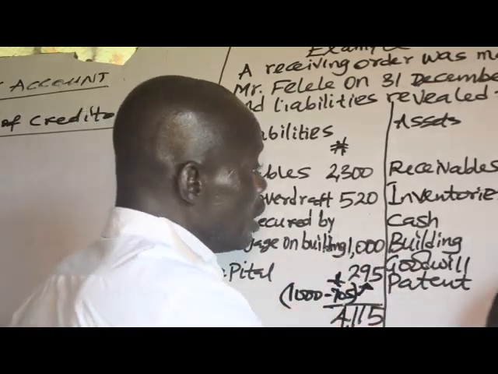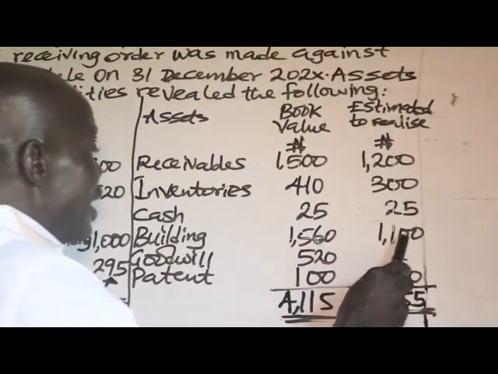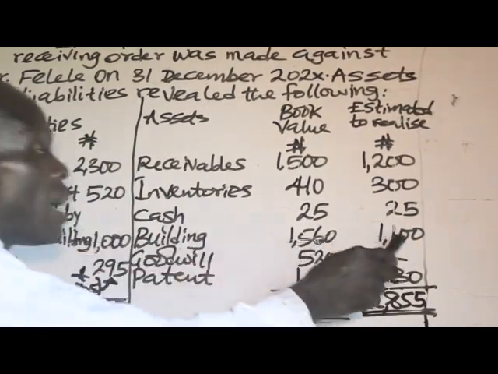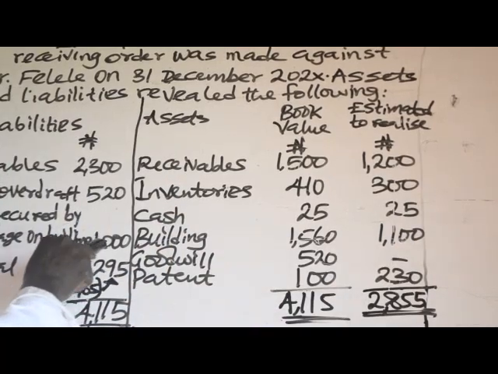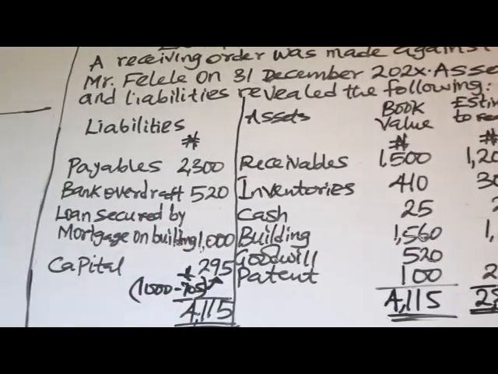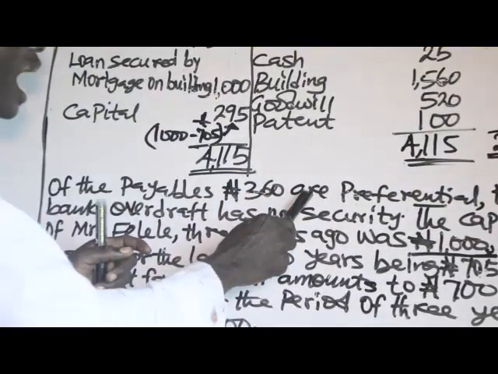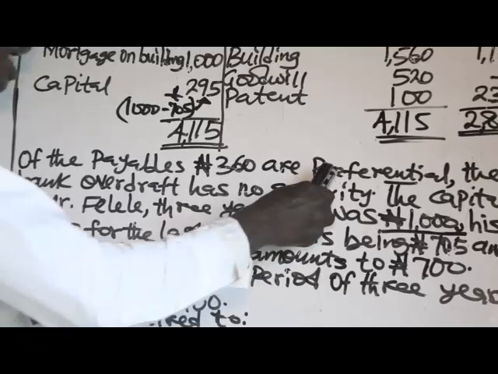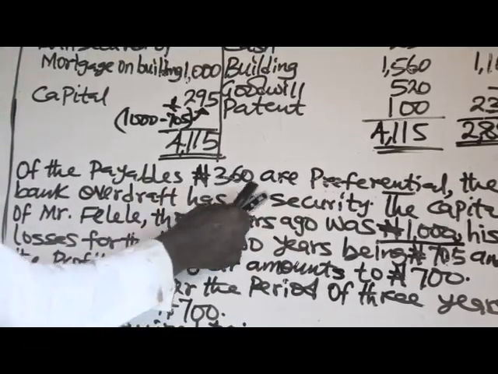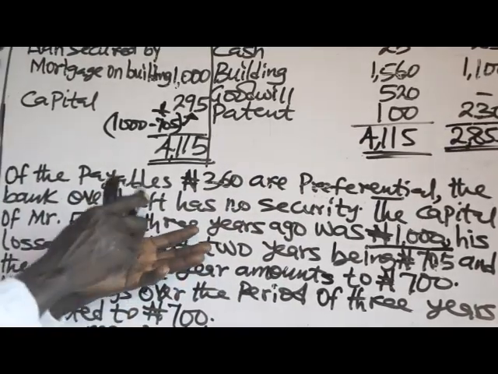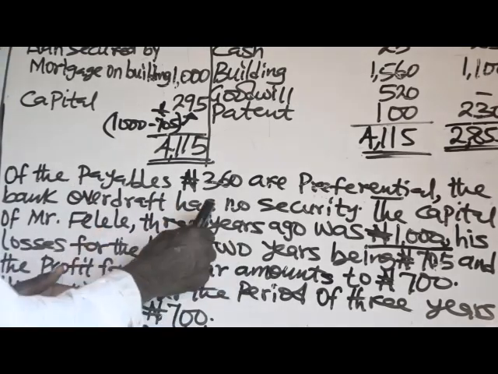So now this is building. The book value of the building is 1,560 and the realizable value is 1,100. And the value of the loan is 1,000. See, the realizable value of 1,100 exceeds the value of the loan of 1,000. That's to show that the loan is fully secured. Bank overdraft. Now let's go through the additional information. Of the payables, 360 are preferential. That means we have preferential creditors. We've identified one of our creditors to be fully secured, another one preferential. The bank overdraft has no security, so it's an unsecured creditor. We've identified fully secured, preferential, and unsecured creditors.